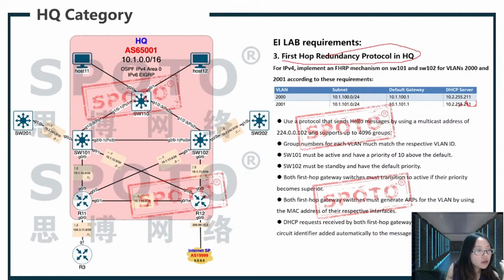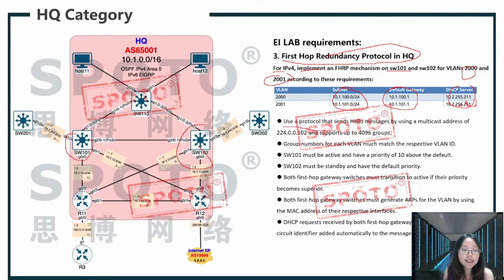So for IPv4, we need to implement FHRP on switch 101 and 102 for these two VLANs, VLAN 2000 and 2001. So this subnet and the gateway and the DHCP server. Okay, so let's see the requirement in detail.